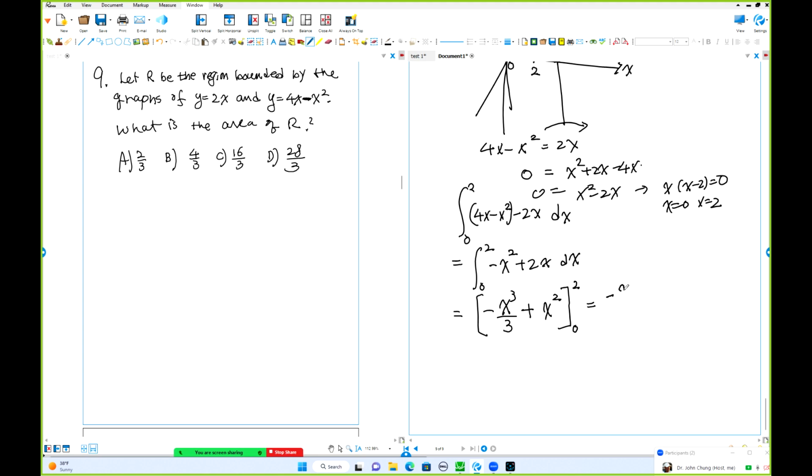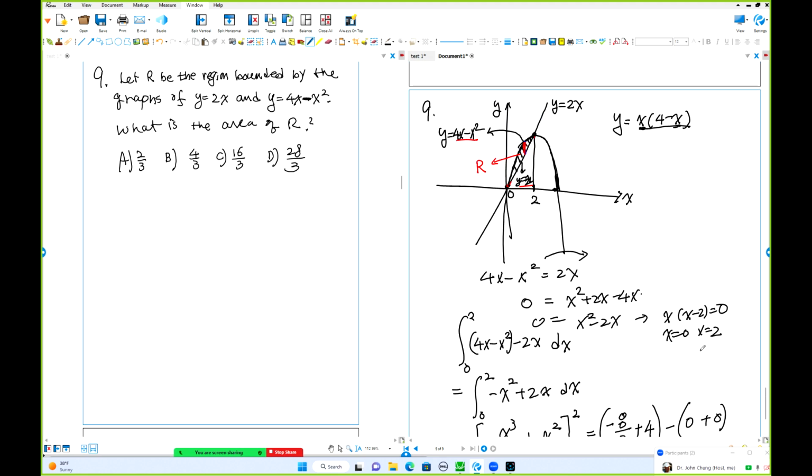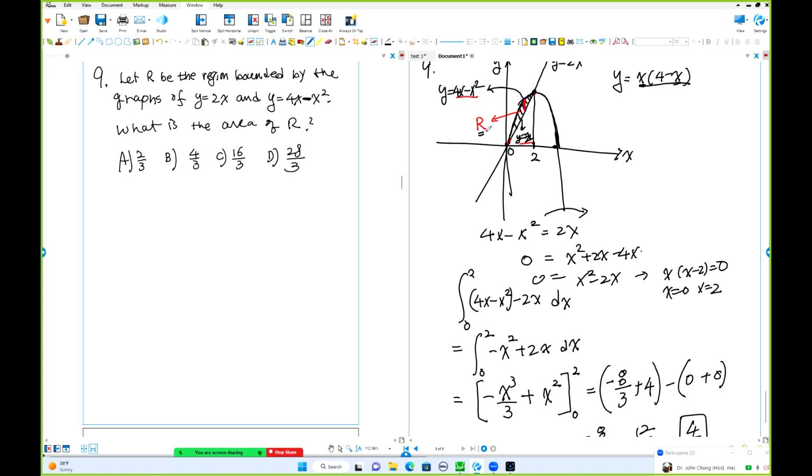Negative 2 cubed is negative 8 over 3, and plus 2 squared is 4. After that, put 0 there: negative 0 is 0, and 0 squared is still 0. So what is the area of this one? Negative 8 over 3 plus 4, which is 12 over 3. So 12 minus 8 is 4, that's the area of the region R. Area is 4 over 3, I'm sorry. Choice B is that.